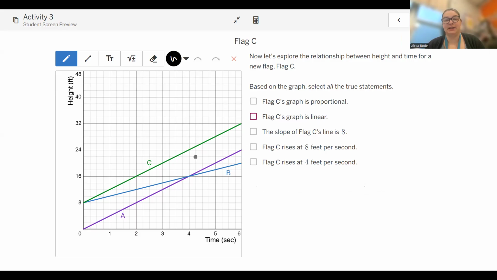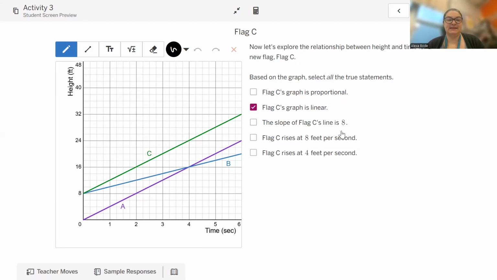Flag C's graph is linear. Is this line a straight line? Yes, as long as the line is a straight line, it is going to be linear. The slope of flag C is 8.